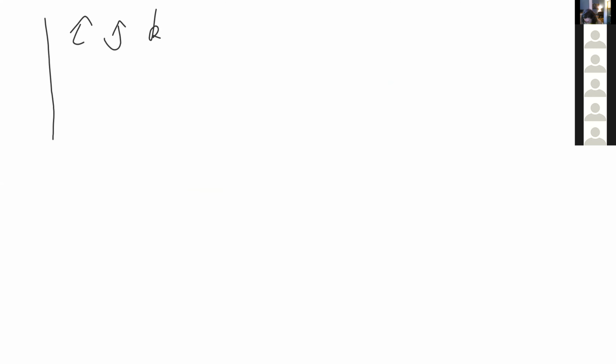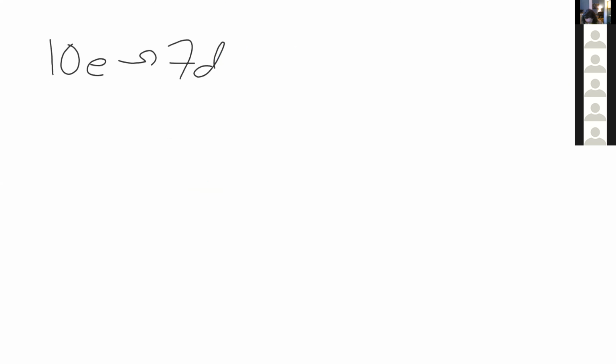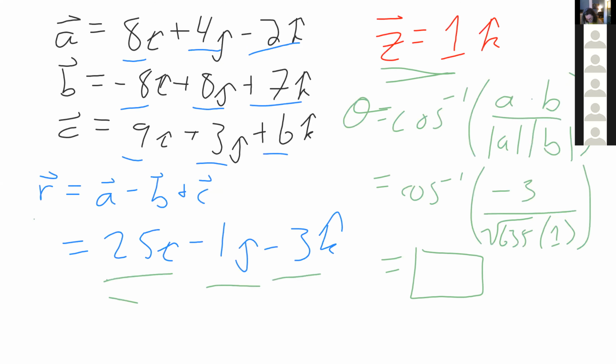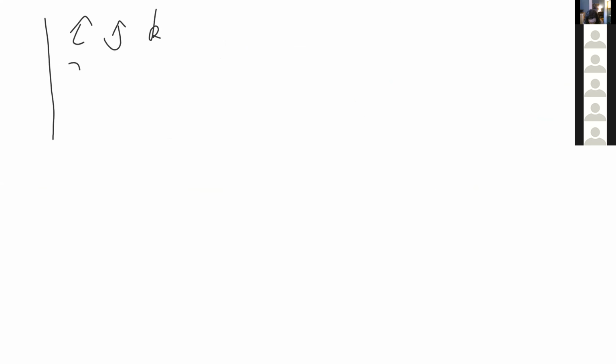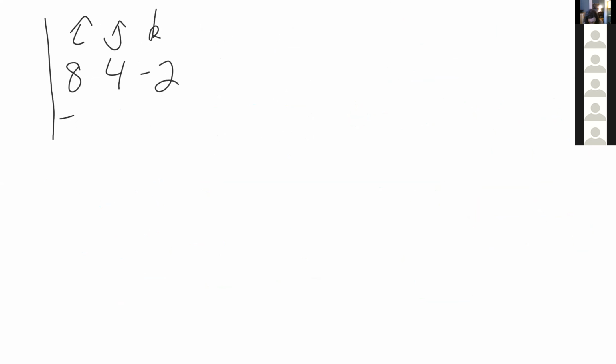I made up some fake numbers somewhere, right, for A and B. Where was I? 8, 4, negative 2, negative 8, 8, 7. So 8, 4, negative 2, and negative 8, 8, 7. Find the determinant here.